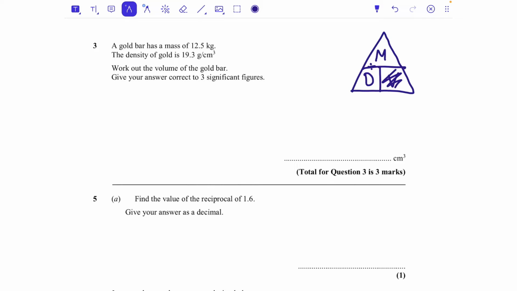So mass divided by density is 12.5 kilograms divided by 19.3, and this is a calculator paper, so we can just type that on our calculator. 12.5 divided by 19.3 is 0.64766, and it wants it to 3 significant figures.